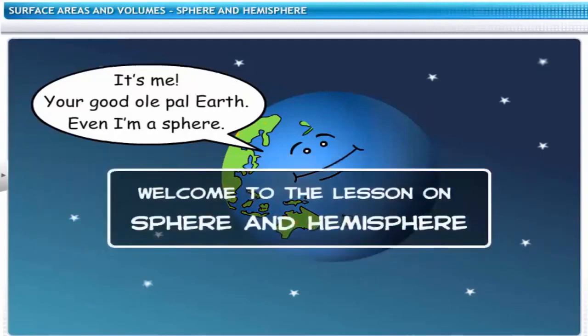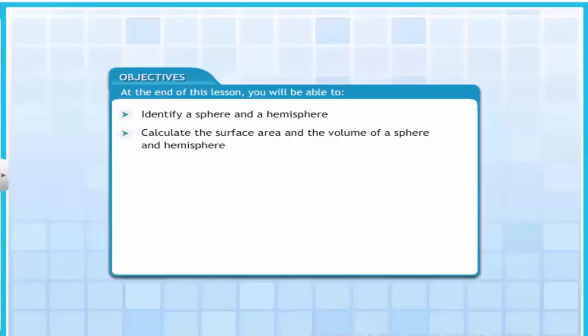Welcome to the lesson on sphere and hemisphere. At the end of the lesson, you will be able to identify a sphere and hemisphere. You will also be able to calculate the surface area and volume of a sphere and hemisphere.